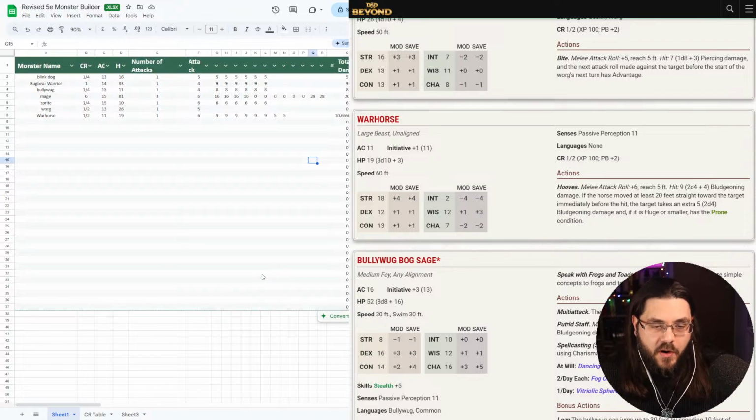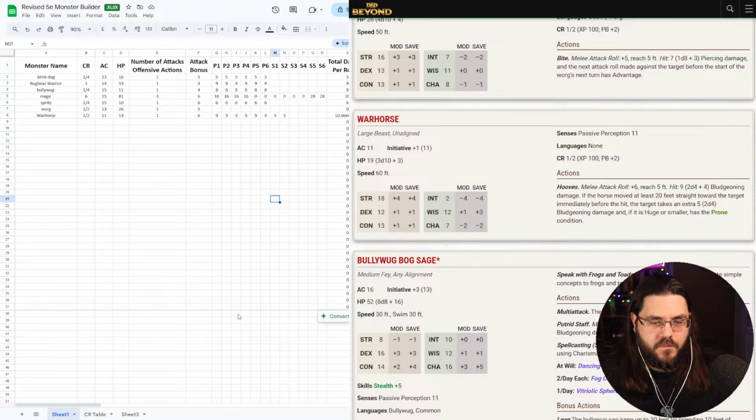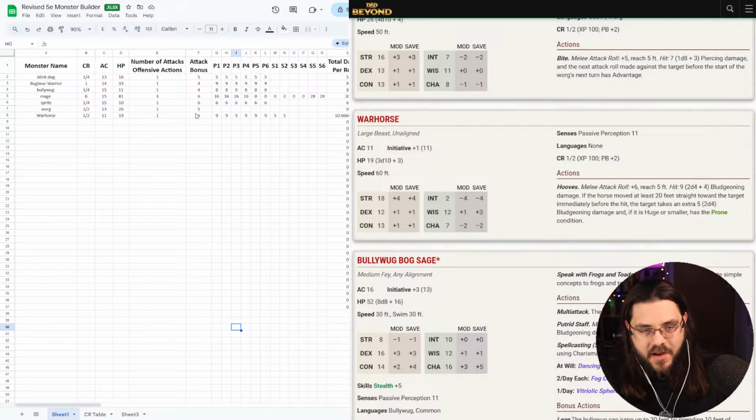And then we probably, oh, wait, what? Oh, convert to table. I was really confused by that then. We do probably want to make another column that will take our total damage per round, multiply it by our number of attacks, and give us our round damage. I'll do that at the end.